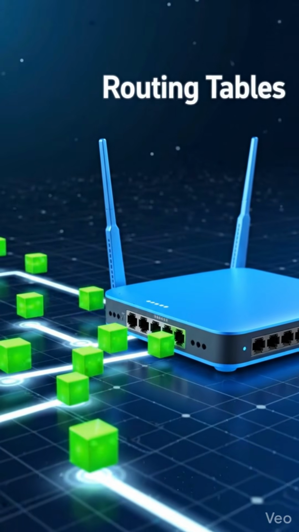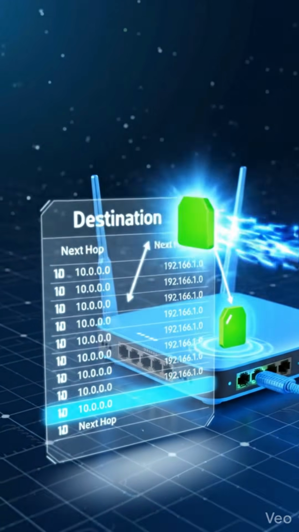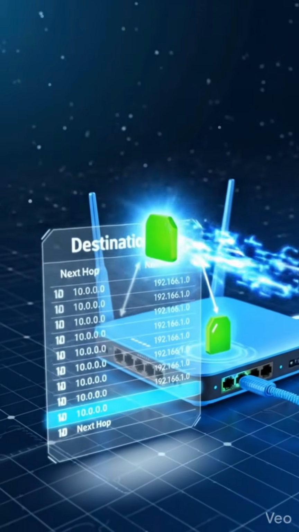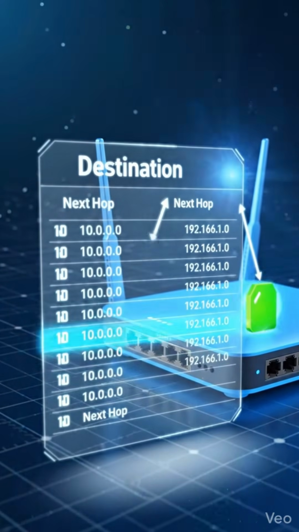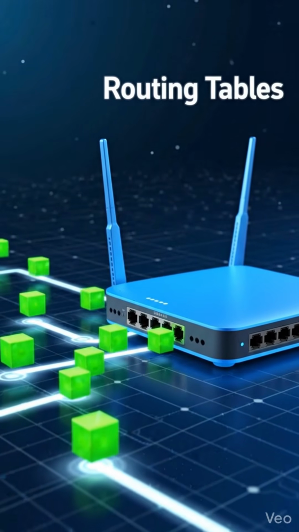Now, how does a router decide where to send each packet? It uses something called a routing table. A routing table is like a list of possible destinations, along with the best next step to reach them. When a packet arrives, the router checks this table and chooses the best path available. This decision happens in milliseconds.